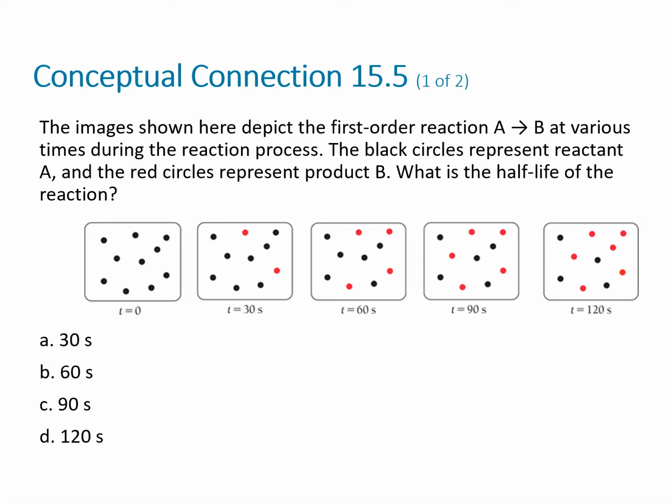Okay. Well, time 0 has 1, 2, 3, 4, 5, 6, 7, 8, 9, 10 units of reactant A. So at the half-life point, we'll have 5 black dots and 5 red dots. Let's see here. 1, 2, 3, 4, 5 black, 1, 2, 3, 4, 5 red. Should be 90 seconds. It's 90 seconds. All right. I think you guys are all going to be masters of this in no time.